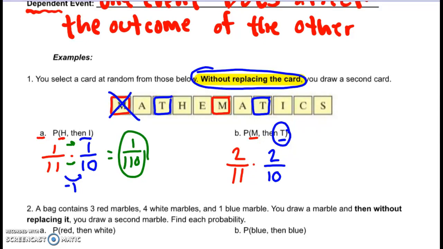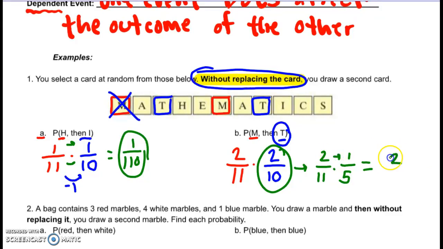And I talked already about how when you simplify before you do the multiplication, it makes your life a little easier here at the end. So I'm going to do that again. This 2/10ths I know can be simplified. So I'm going to rewrite the problem. 2/11ths can't be simplified, but I know that 2/10ths can be simplified to 1/5. So if I do that simplification now, I know that my final answer will be in simplest form. 2 times 1 gives me 2. 11 times 5 gives me 55. So 2 out of 55 is my probability for this compound event.